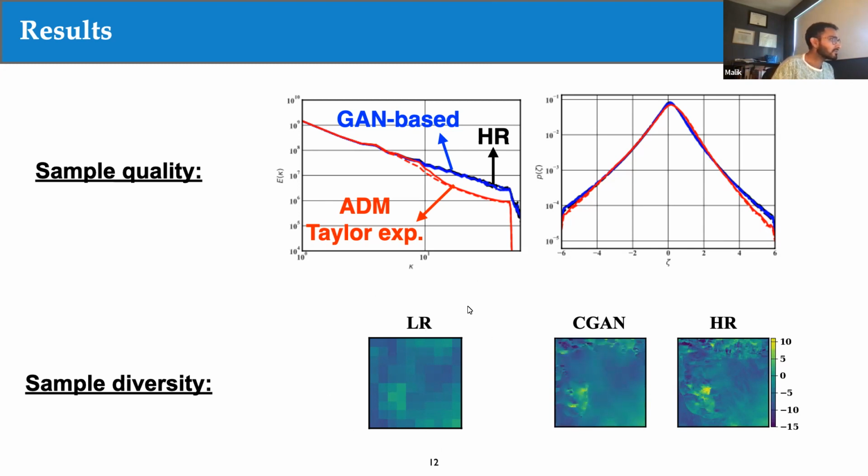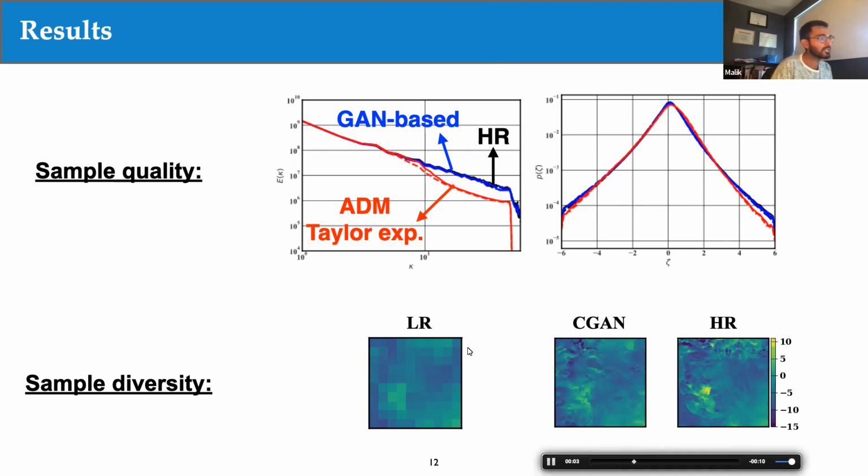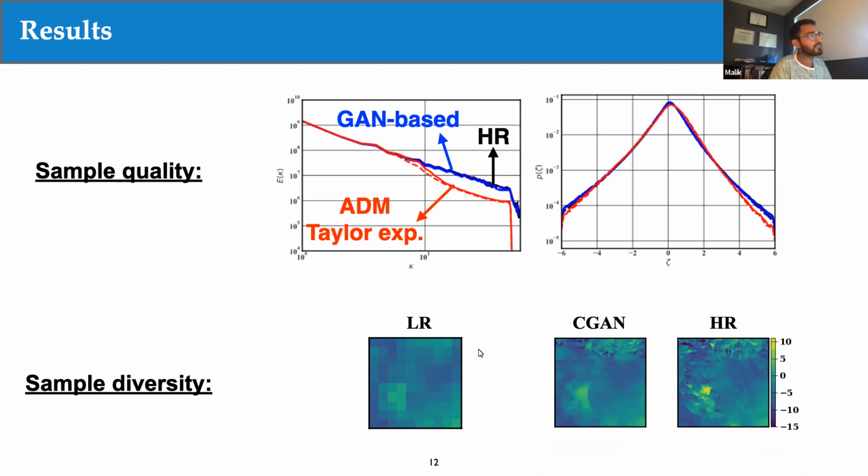So on the left, you have the low resolution input. On the extreme right, you have the true high resolution output. And the conditional GAN outputs are in the middle. And you can see that we generate a quite diverse set of outputs. The diversity is mostly located in regions where you have gradients in the low resolution input velocity, which is consistent with what we saw earlier.